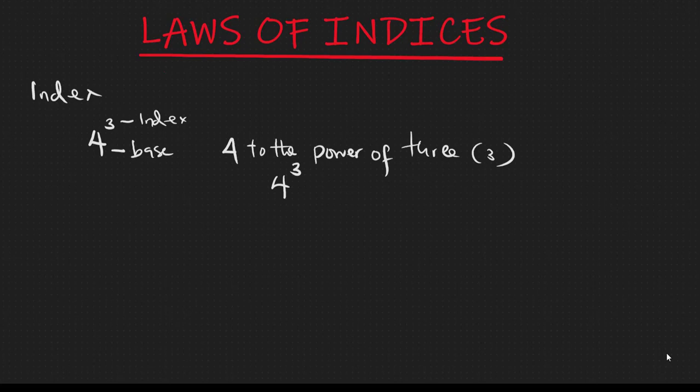Since index is a number that tells us how many times a term has been multiplied by itself, another way of expressing 4 to the power of 3 is, we can express it as 4 times 4 times 4. We can see that 4 is multiplied by itself 3 times, and this will give us 64.